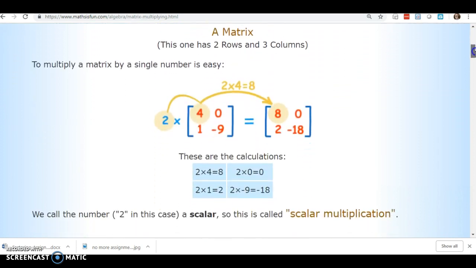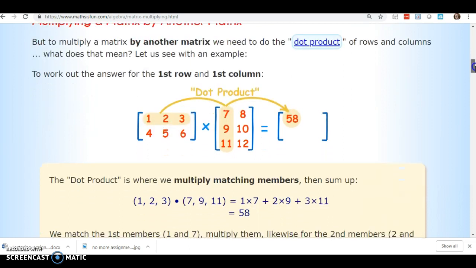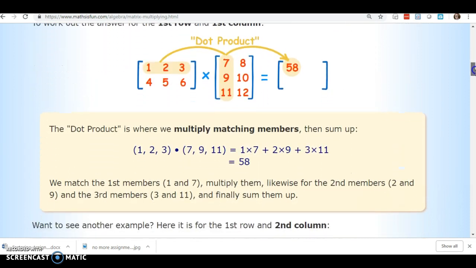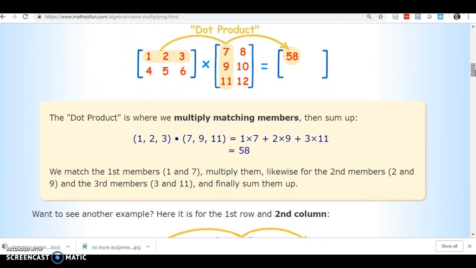So we already talked about how to multiply a scalar value. We're going to talk about multiplying two matrices together. What you're going to do is take everything in the first row and match it up with everything in the first column, and multiply them piece by piece. So you're going to do 1 times 7, 2 times 9, 3 times 11. And then you're going to add all those numbers up together. And so the work is right here.